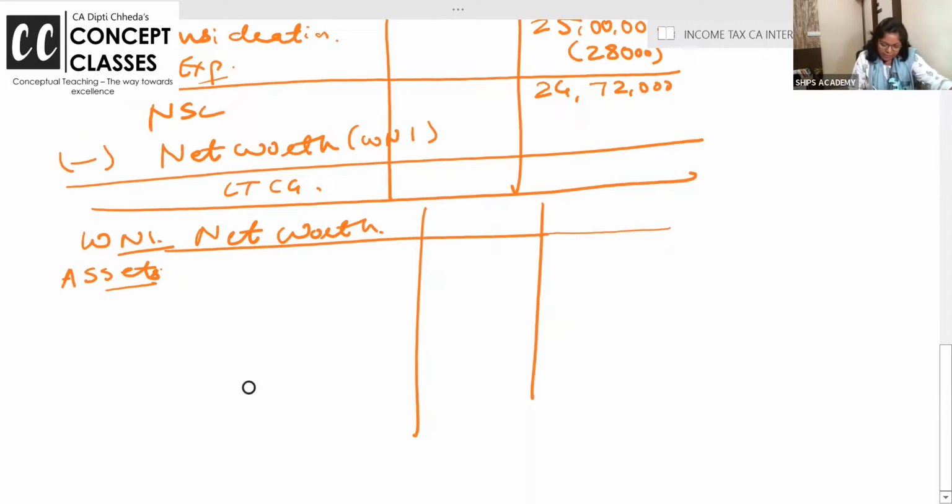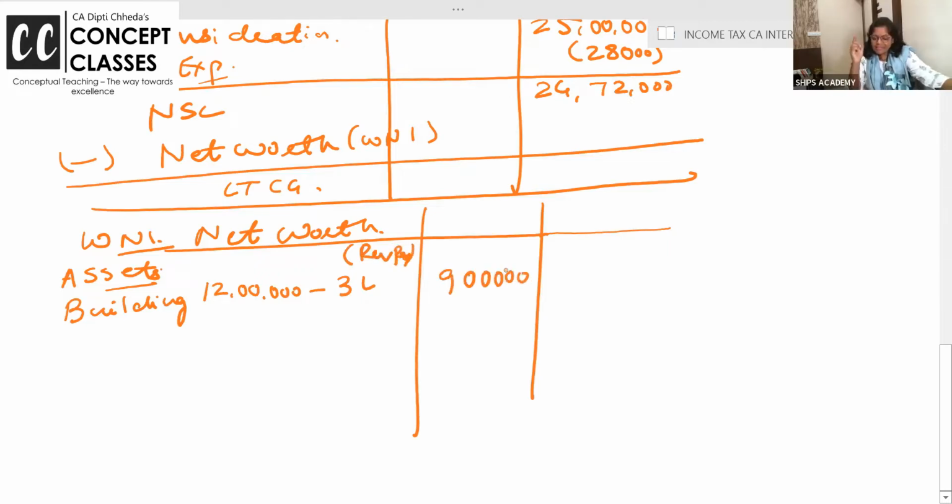First asset, which one will we take, dear students? Building. Building is for how much? 12 lakhs minus 3 lakh, the revaluation reserve in brackets, remove it. They said if there is any revaluation, ignore it. So we will take the building at its original book value, which is 9 lakh. 12 lakh is the revalued figure, but we want to take it at book value. That is 9 lakh.